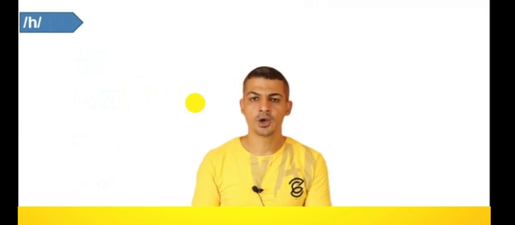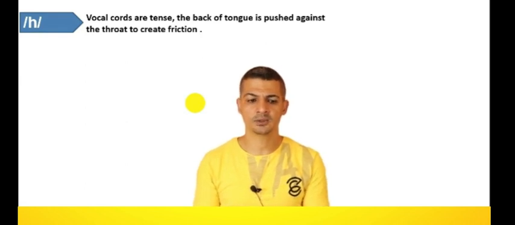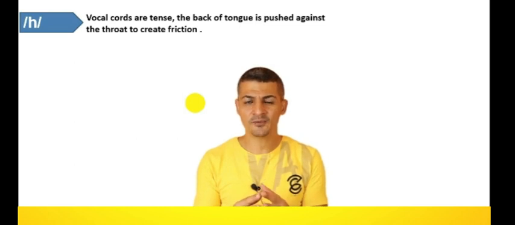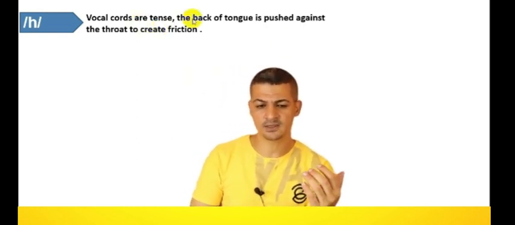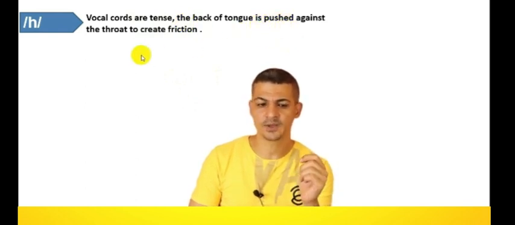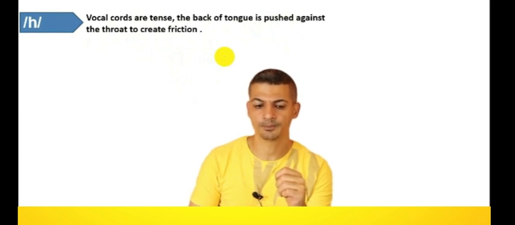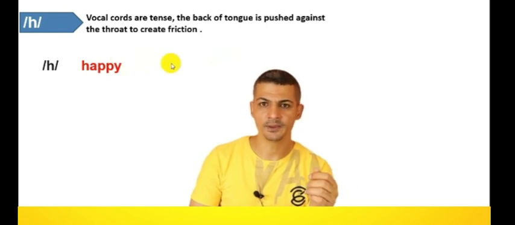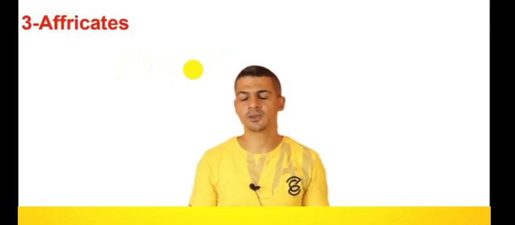The last sound. To produce this sound, we make the vocal cords tense, and then the back of the tongue pushes down. So the vocal cords are tense and the back of the tongue is pushed against the throat to create friction. This is how to pronounce this sound correctly, as in happy, high, happy.